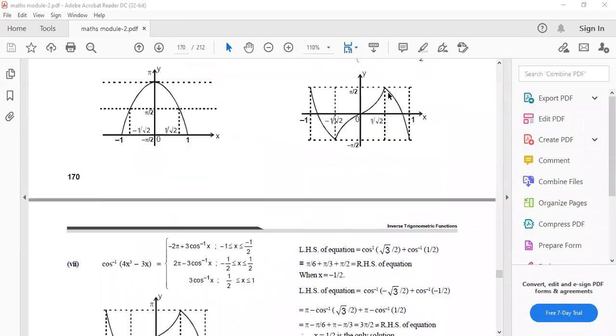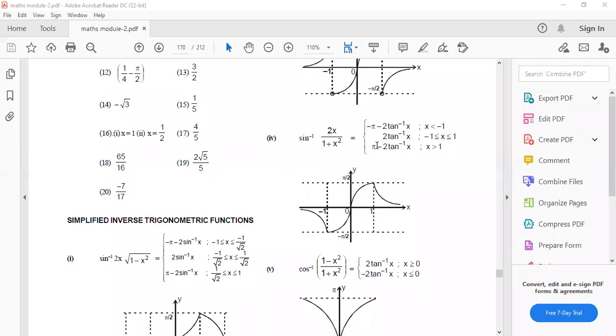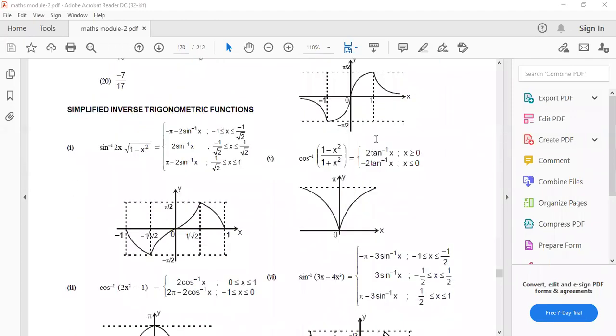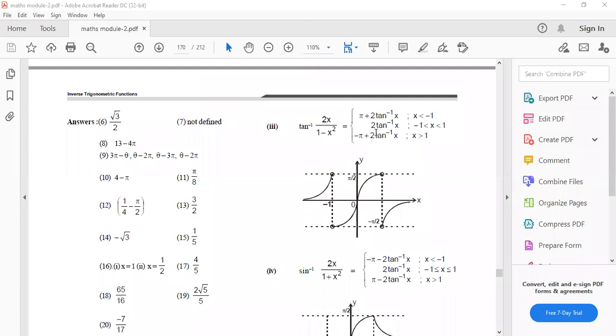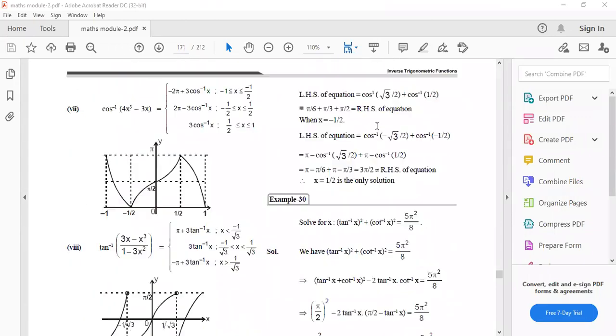Will you just write down these formulas given in these simplified inverse trigonometric functions, all these formulas? Will you just note them down later?